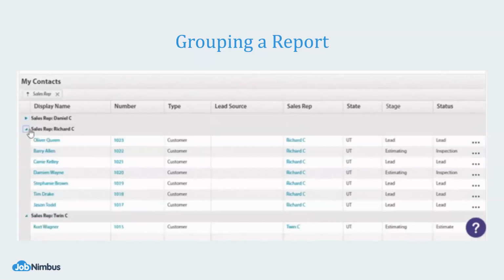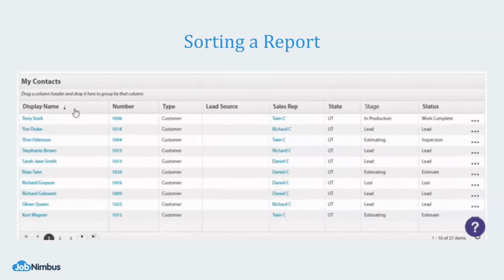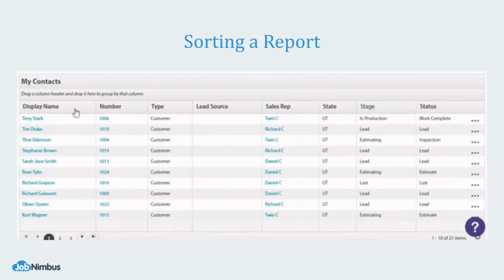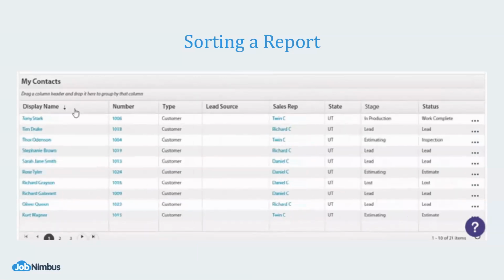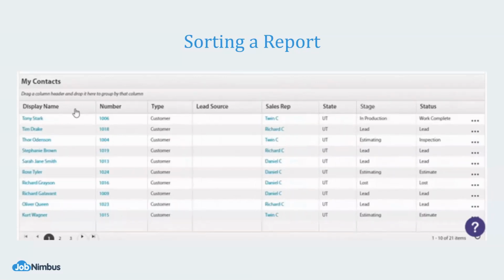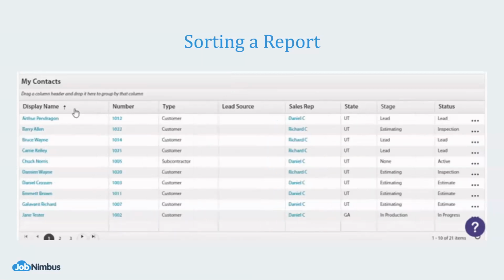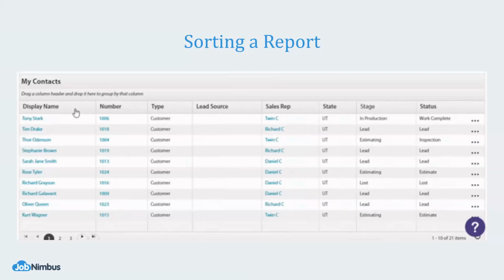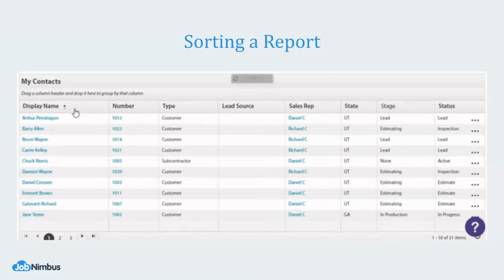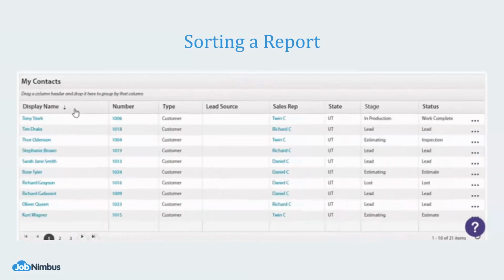The second one's a lot simpler, and that is sorting a report. Sorting a report works like you'd see in a lot of programs. You just click on the column header. The first click will sort it ascending, the second descending. You can sort by multiple fields on a report. The first one will take precedence. So if I sorted by type first, and then by display name, then I get all my customers, and then all my display names in alphabetical order, and then all my subcontractors with their names in alphabetical order, and so forth.